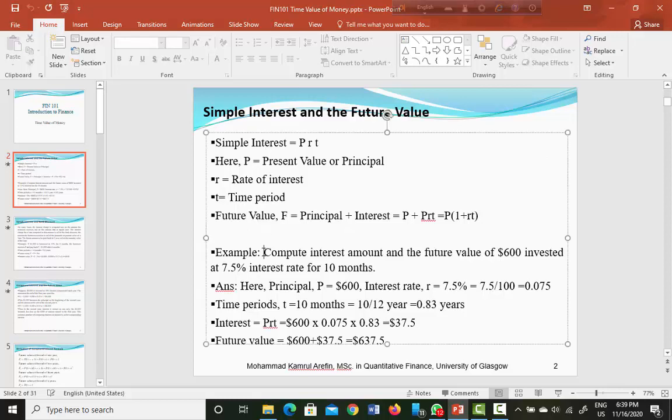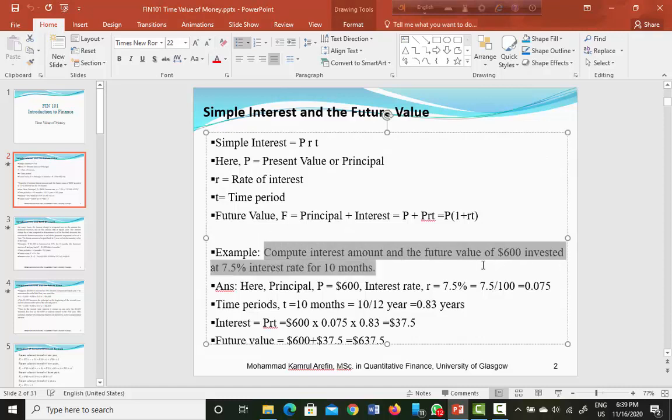For example, let us check this question. Compute the interest amount and the future value of $600 invested at 7.5% interest rate for 10 months. That means if you invest $600 today, what will be the future value after 10 months if the simple interest rate is 7.5%, right? If it says 7.5% interest rate, that means it's a simple interest rate. We are asked to find the future value of $600.